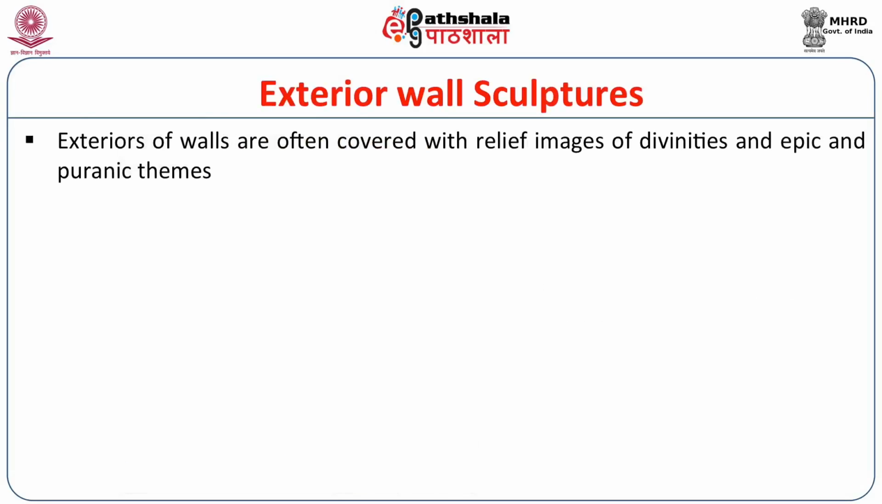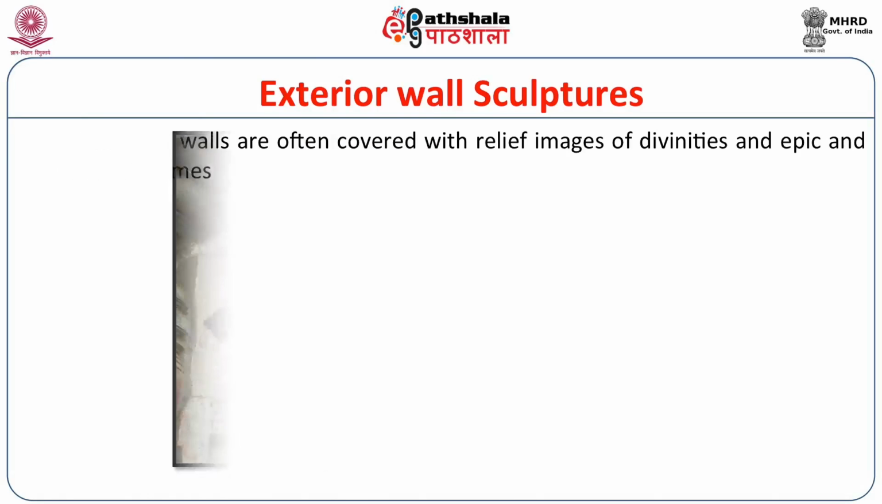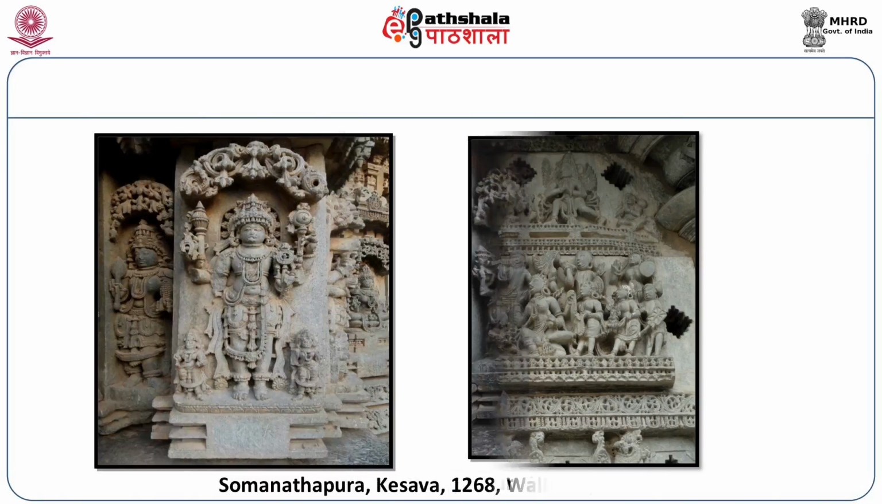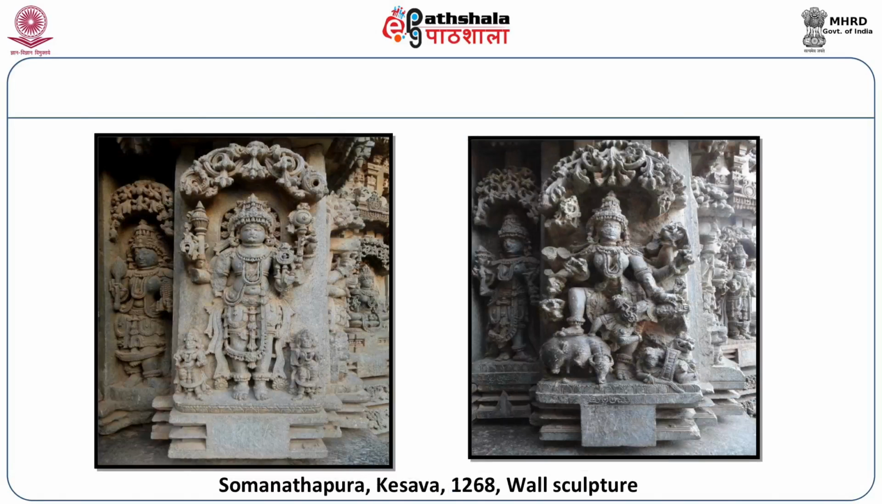The exterior wall sculptures are also interesting. Exteriors of walls are often covered with relief images of divinities and epic and Puranic themes. In this picture, we see the depiction of Vishnuvardhana himself on the temple at Belur. These are the wall sculptures of Keshava temple at Somnathpura, 1268. Various divinities are represented on the wall.